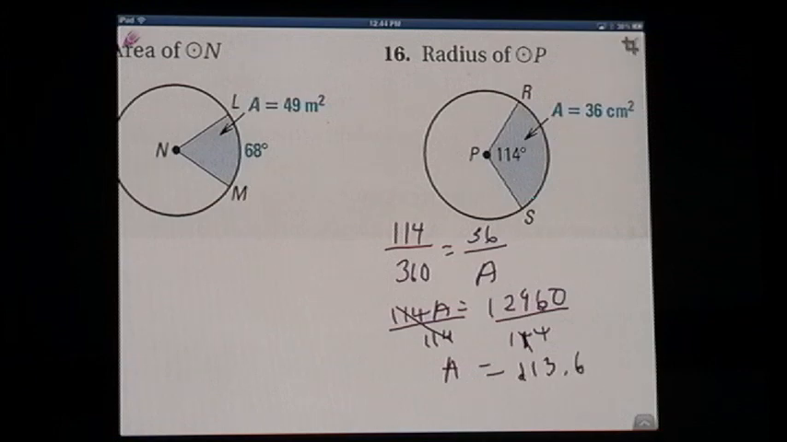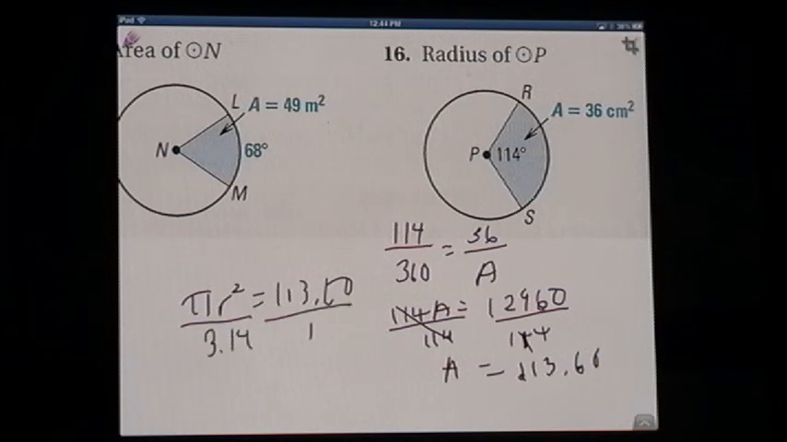113.68. And then you would need to say, oh, that's the area. So pi r squared equals 113.68. Divide both sides by pi. Divided by pi is 36.186. And then take the square root of both sides. 6.01 or 6.02, 6.015, which is 6.02.